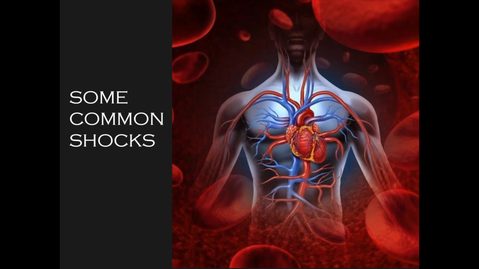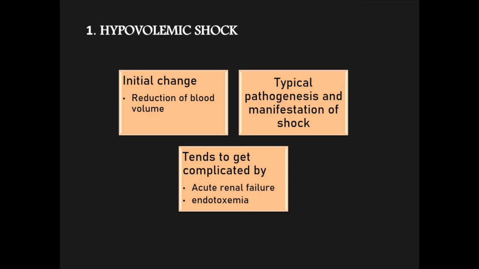Now let's discuss some common types of shock and their clinical features. The first is hypovolemic shock. It is a typical pathogenesis and manifestation of shock seen in a wide variety of shock. It contributes about 30 to 40% of the shock that are seen in hospitals. The initial change is reduction in blood volume and subsequent reduction in blood pressure. It tends to get complicated by acute renal failure and endotoxemia.